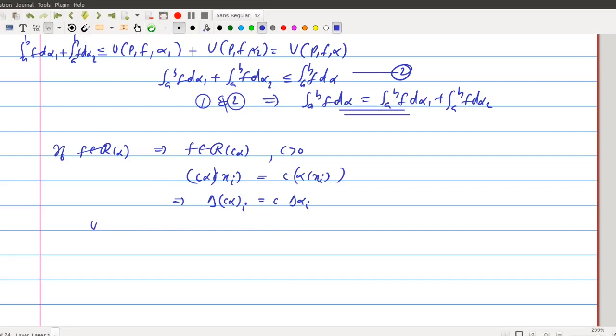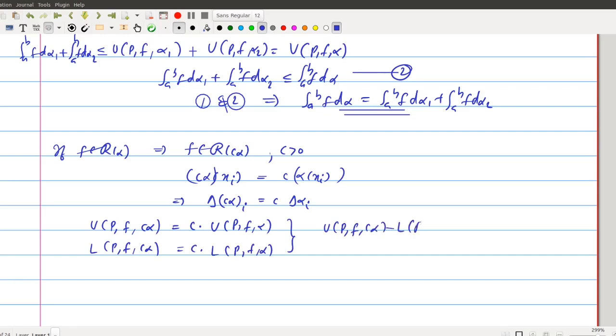Now we have U(P, f, C alpha) is the same as C times U(P, f, alpha), and similarly L(P, f, C alpha) equals C times L(P, f, alpha). From these two you can write U(P, f, C alpha) minus L(P, f, C alpha) is the same as C times U(P, f, alpha) minus L(P, f, alpha). If we assume f belongs to R(alpha), then for every epsilon greater than 0 there exists a partition with this quantity less than epsilon. Now we have this is less than C times epsilon. So this proves f belongs to R of C alpha.